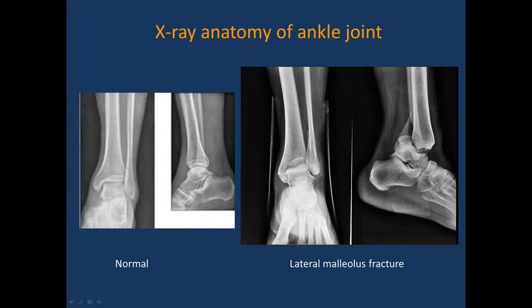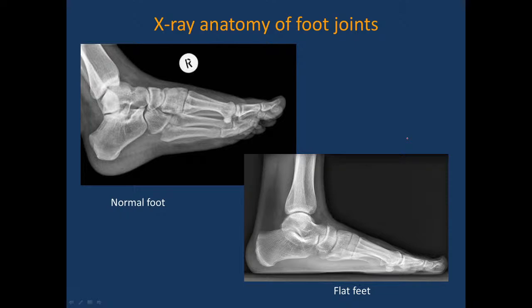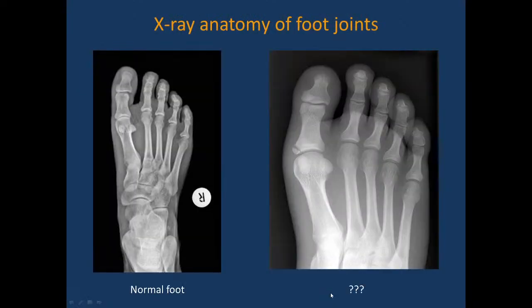X-ray of ankle joints is usually done in two projections, frontal and lateral, and sometimes we see a dramatic fracture of the fibula. And these are the arches of the foot. Usually they should be in arches, but here you see that is a flattened foot.